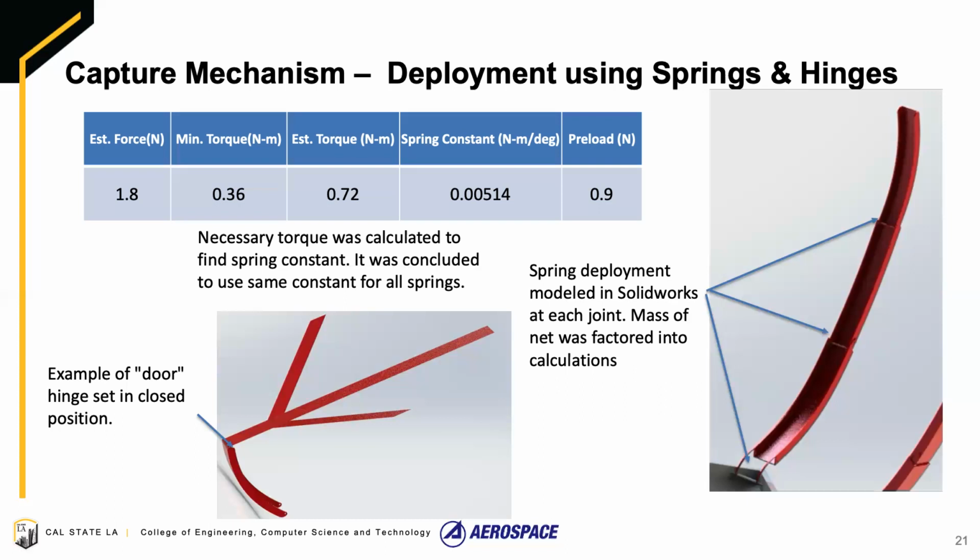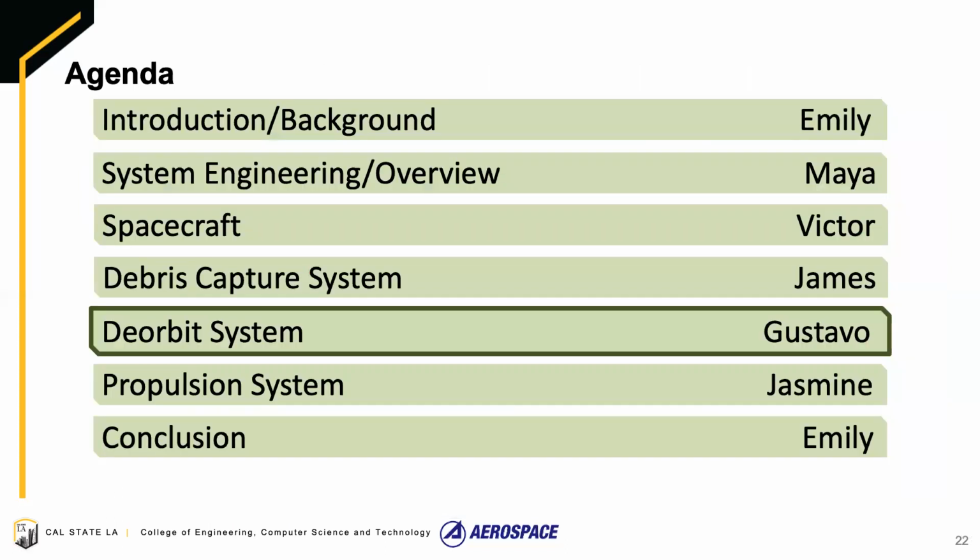The doors pictured on the bottom left there are actuated by nitinol shape memory alloy wires. This proved a low power, reliable option for closing the cage once the debris is captured. The SMA actuator is a wire which current is run through, which changes the shape of the wire, and that is how we decided to close the doors after the object is captured. And next slide. All right, next up, Gustavo will be discussing our Deorbit system.